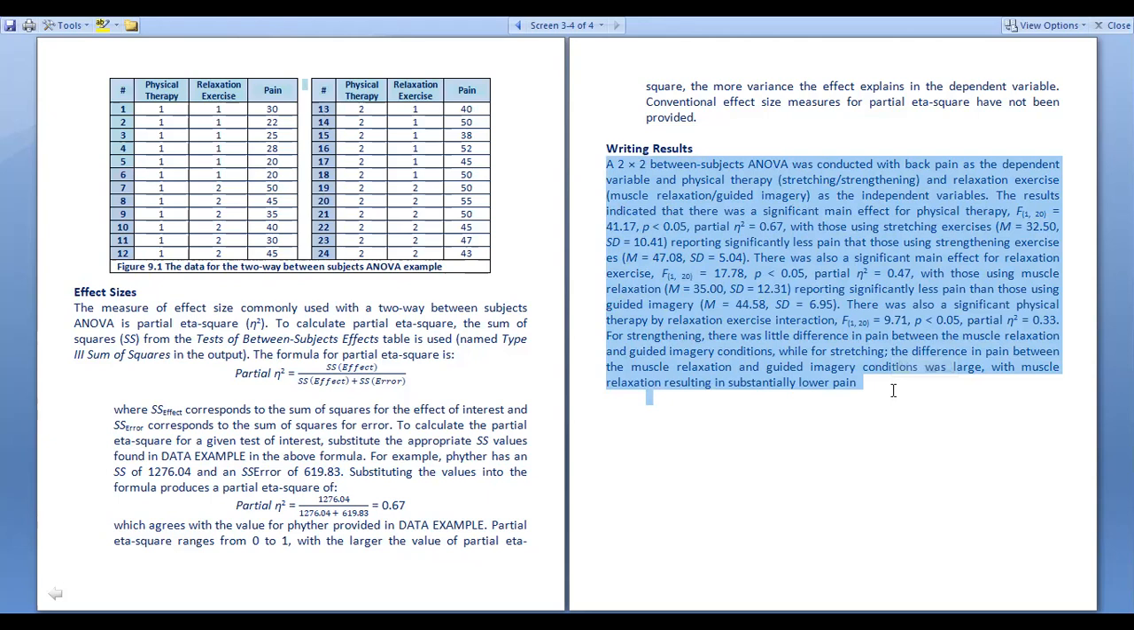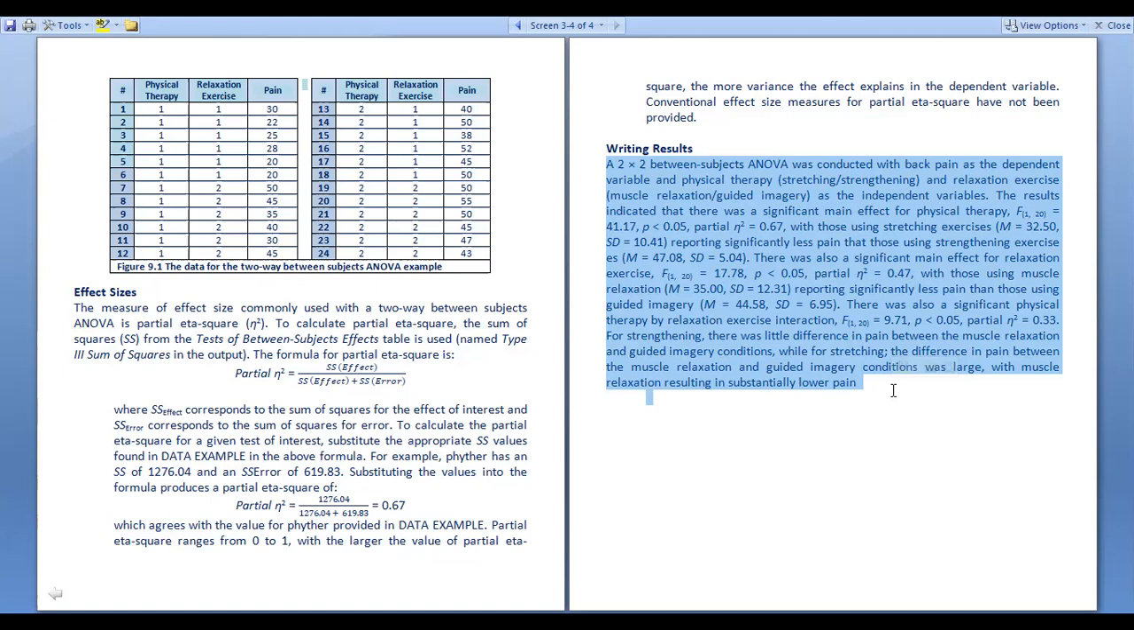For strengthening, there is little difference in pain between the muscle relaxation and guided imagery conditions. While for stretching, the difference in pain between the muscle relaxation and guided imagery conditions was large, with muscle relaxation resulting in substantially lower pain. So this is how the result is put up.